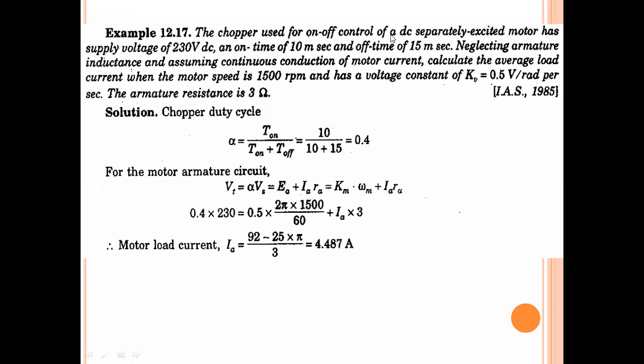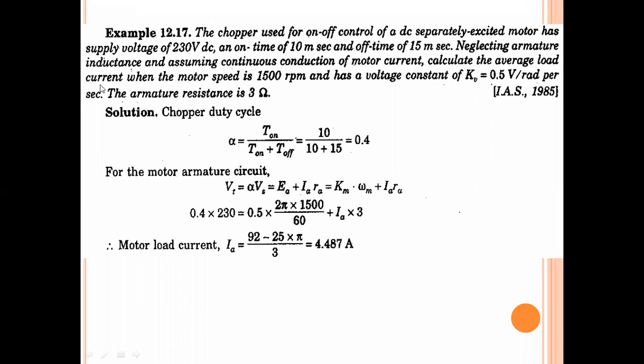The chopper used for on-off control of a DC separately excited motor has a supply voltage of 230 volts DC, an on time of 10 milliseconds, and an off time of 15 milliseconds. So the supply voltage is 230 volts, which is a DC value, T on is 10 milliseconds, T off is 15 milliseconds, and the motor is a DC separately excited motor. Neglecting the armature inductance and assuming continuous conduction of motor current, which means the current is continuous.